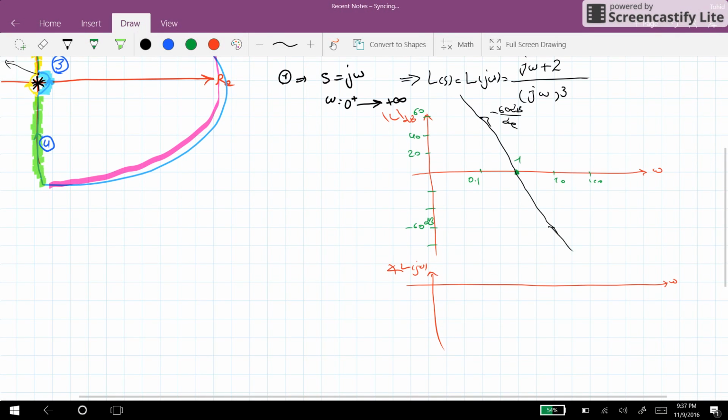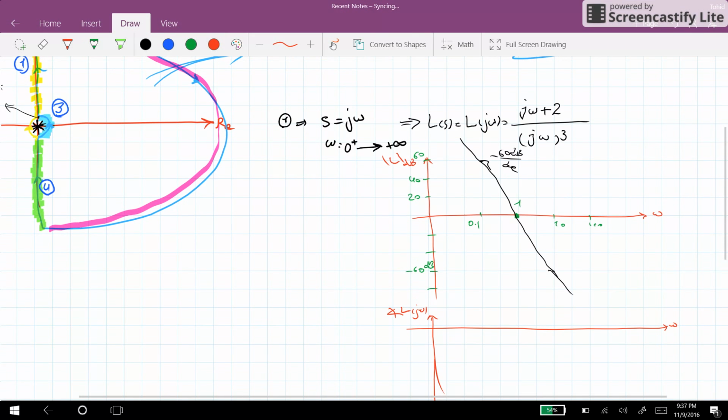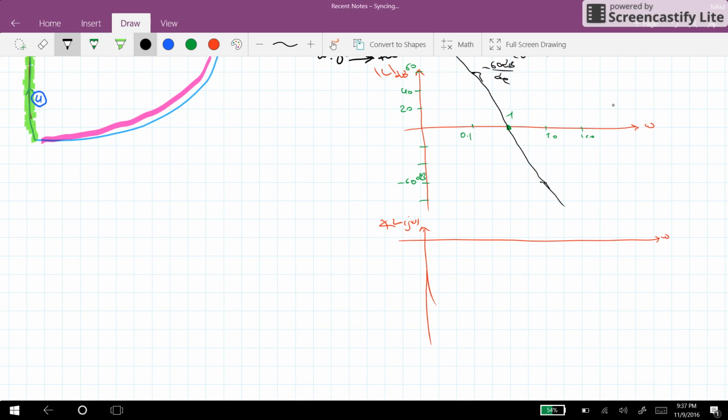And in terms of phase, we will have 3 times minus pi over 2. So if I assume that here we have minus pi over 2, minus 2 pi over 2, and minus 3 pi over 2, we will have this minus 3 pi over 2.